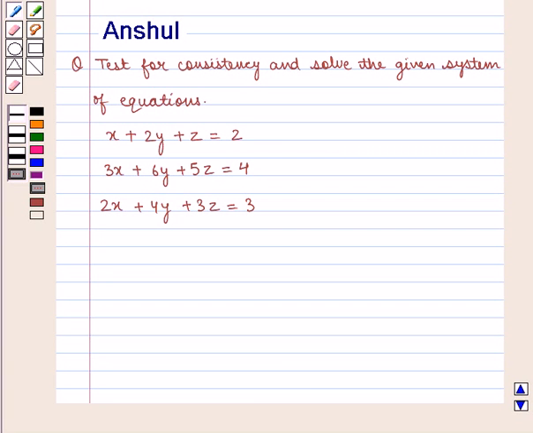In this session, we are going to discuss the following question, which says: test for consistency and solve the given system of equations x + 2y + z = 2, 3x + 6y + 5z = 4, 2x + 4y + 3z = 3.